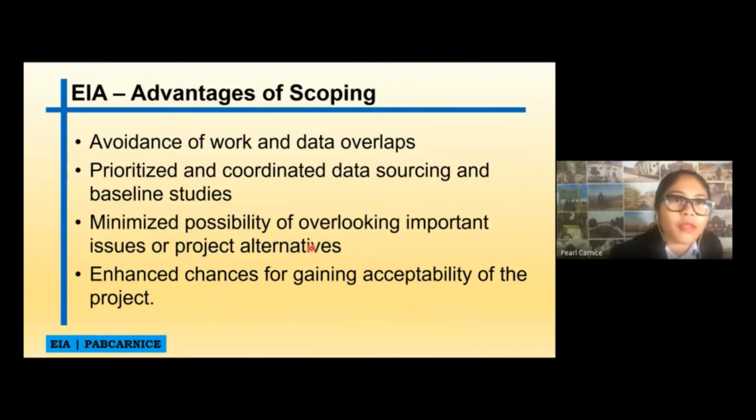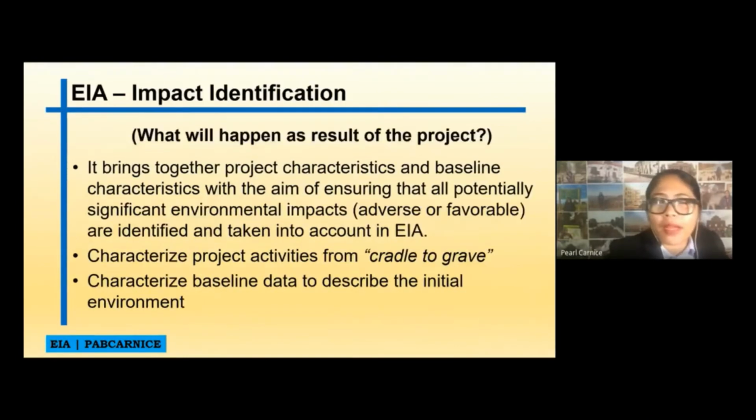And of course, enhance chances of gaining acceptability of the project. During the scoping, you will be hearing statements from the stakeholders as to their issues. If they do not agree to your project during that time, you can do a second round of public scoping, in which you will be addressing their concerns. If their concerns are addressed, then there is a possibility that they will accept your project. So, EIA impact identification. What will happen as a result of the project?